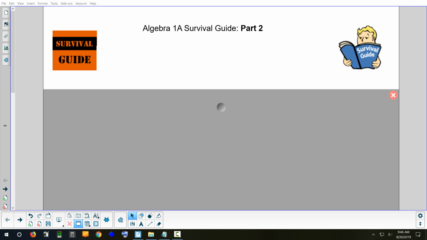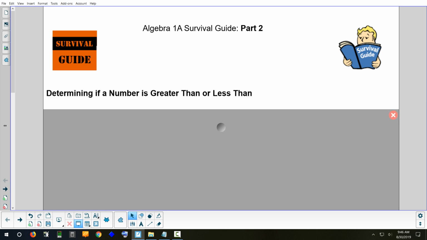Okay, the last thing we're going to take a look at this week is part 2 of the survival guide. Again, survival guide, just general things that we're going to be using all year, like distributive property, like terms, coefficient, just some words that are going to come up a lot that are usually things you would have learned maybe in 7th or 8th grade. All right, the first thing we're going to look at here is number line.